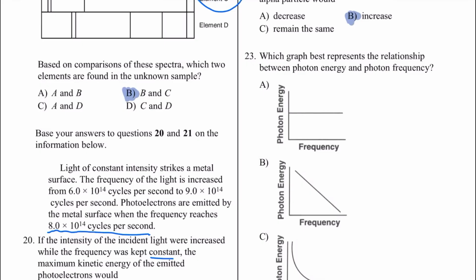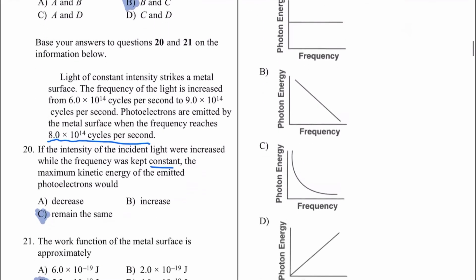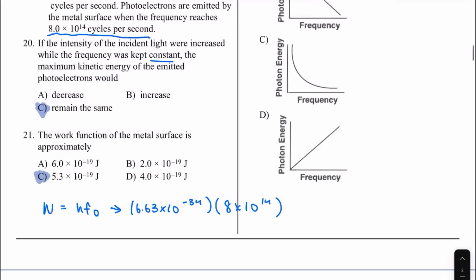23. Which graph best represents the relationship between photon energy and frequency? Remember that energy and frequency have a direct relationship, so as frequency increases, photon energy will also increase, and that is shown in graph D.